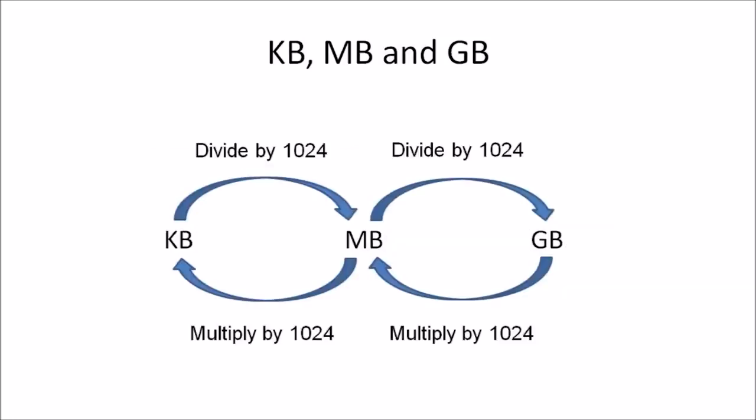Okay, so if we are converting from kilobyte to megabyte, we need to divide by 1024. And if we are converting from megabyte to gigabyte, we again need to divide the megabytes by 1024. On the other hand, if we are working backwards, if we had to convert gigabyte to megabytes, we'll multiply the amount in gigabytes by 1024.